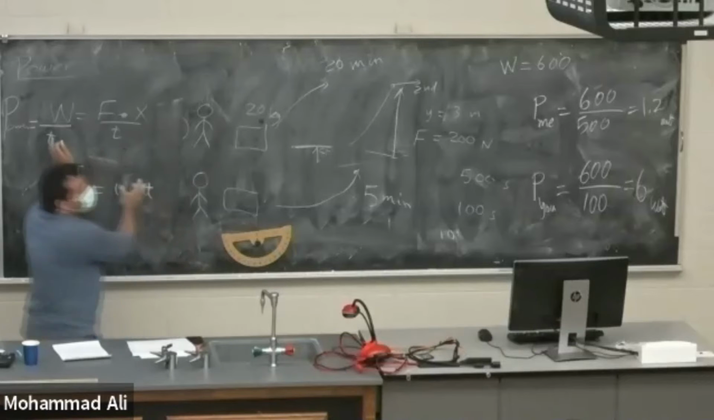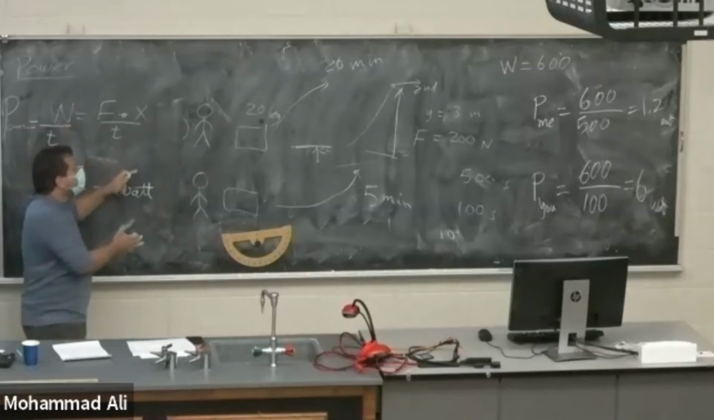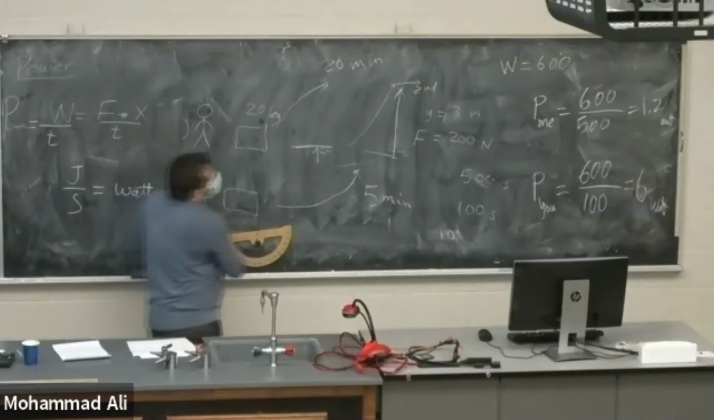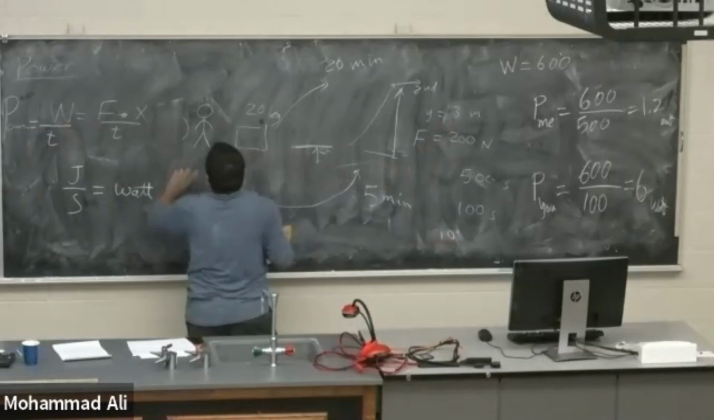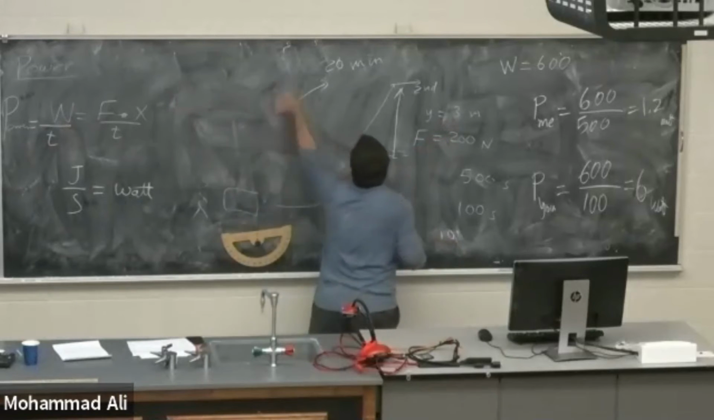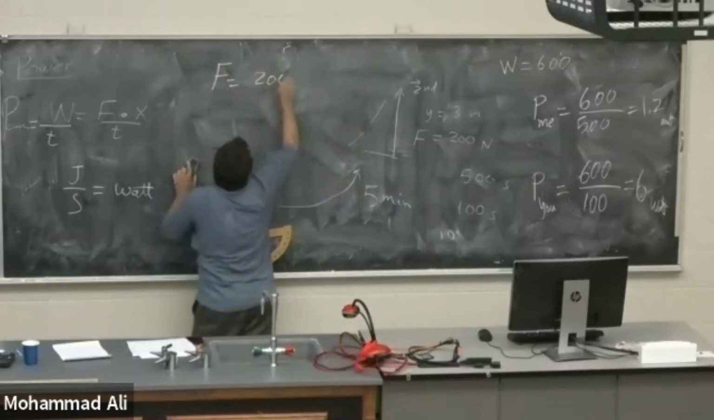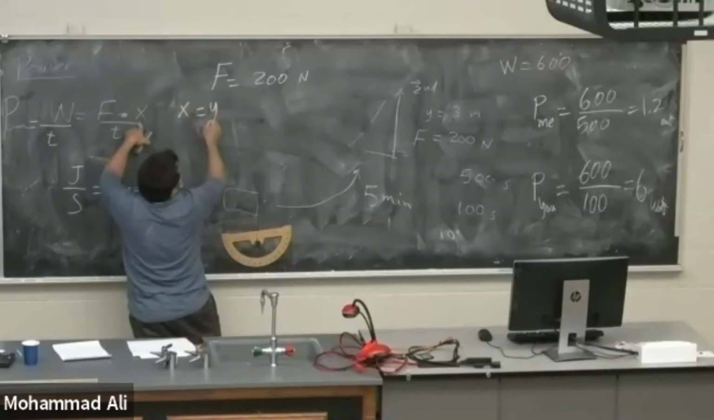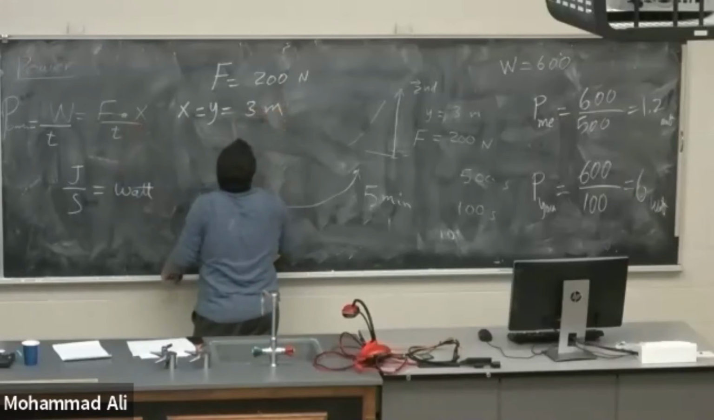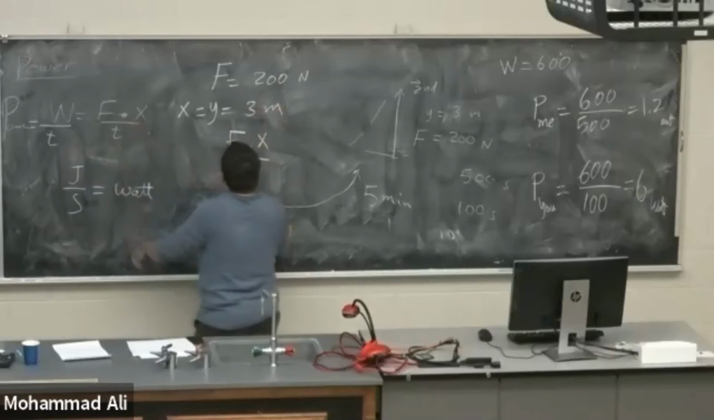Okay, this is the power, which is the work divided by the time. What about force, position? This is the force. This is the change in position. So we have in our example, look here. We have the force is equal to 200 newtons. The change in x is now equal to 3 meters. F multiplied by x over t, as I did here.